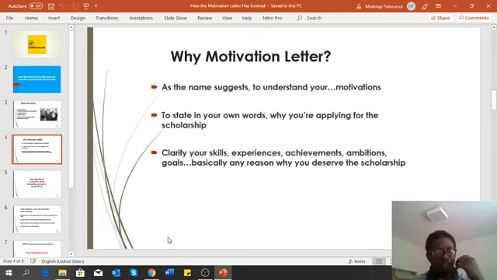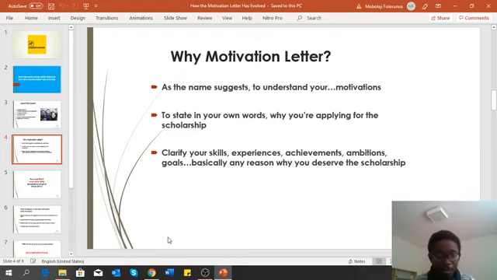But you need to write it in a way that they see it and are like, wow. I mean, if we don't give these guys this scholarship, we will really be doing a lot of disservice to our goals and our objectives and what we want to achieve. That's the way you should approach the motivation letter. Why should they give you this scholarship and ignore the other ones?